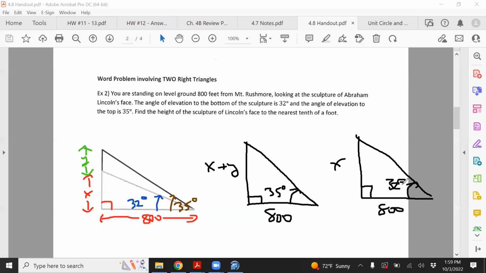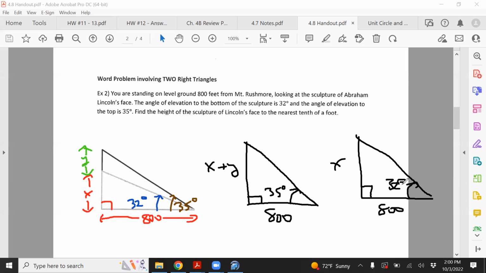We told you to stand 800 feet away from Mount Rushmore, so that's why the horizontal leg is 800. That's obvious. There are only two angles of elevation. If you look at the bottom of the Abraham Lincoln sculpture, the angle of elevation is 32 degrees. If you look at the top of the sculpture, maybe his forehead, that'd be 35 degrees. So X is going to be that distance using 32 degrees. X plus Y is going to be using the 35 degrees.